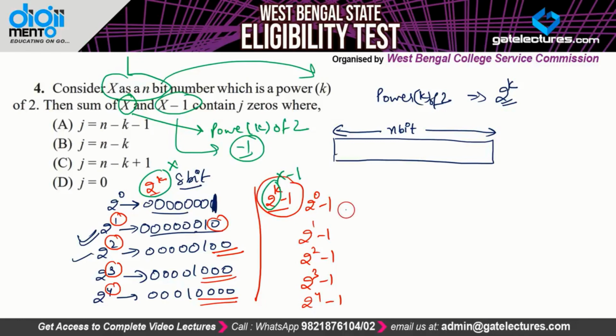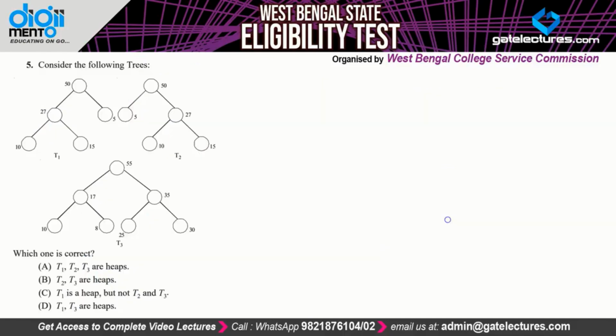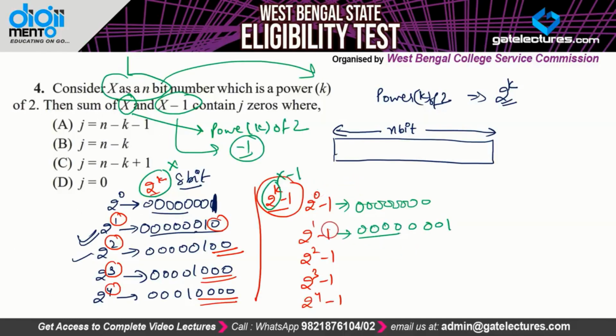So 2 raised to power 0 minus 1 is all 8 zeros. 2 raised to power 1 minus 1 is, we have a total of these many zeros, 4 and like this, correct? 2 raised to power 2 minus 1 means we have 1 2 3 4, and we have 0 0 1 1, which is representing number 3. This is representing number 1, and this is representing number 0. 2 raised to power 3 minus 1 is 7, which is 0 0 0 0 0 1 1 1.